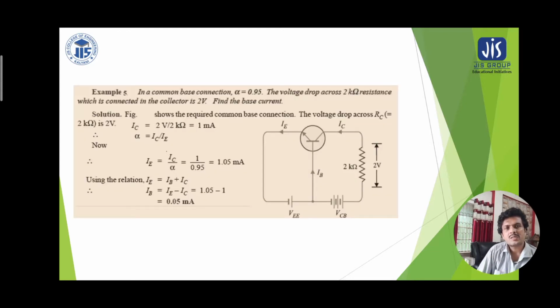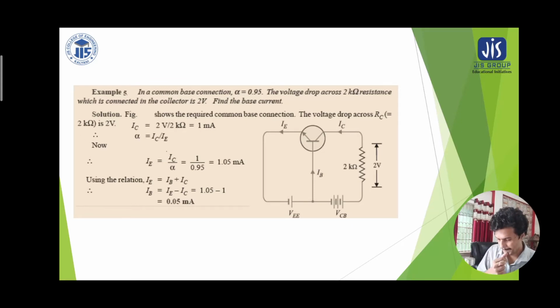And in this problem it is telling that in a common base connection, alpha is equal to 0.95, the voltage drop across a 2 kilo ohm resistance which is connected in the collector is 2 volt. Find the base current. Now here it shows the required common base connection, the voltage drop across RC, that is 2 kilo ohm, is 2 volt. IC is equal to 2 volt by 2 kilo ohm, that is equal to 1 milliampere.